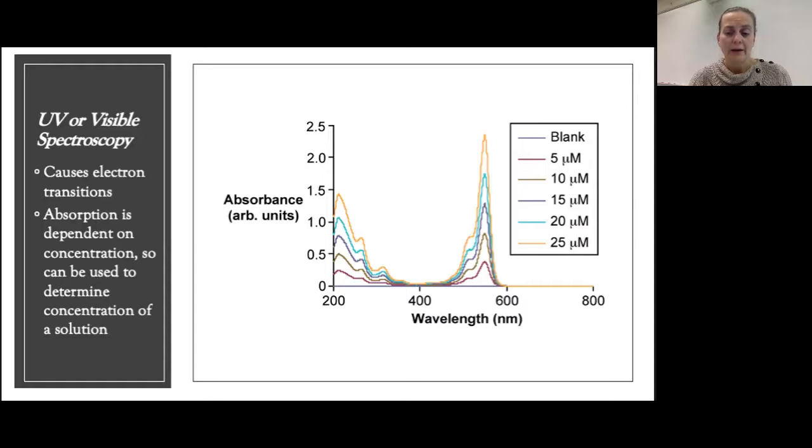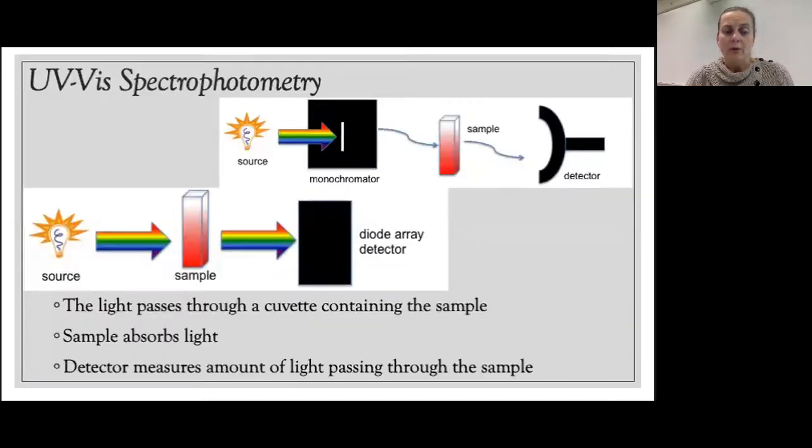So, how does it work? Well, when we have UV visible spectrometry or spectrophotometry or spectroscopy, all of which mean the same thing, light passes through a cuvette. So this is like a little square test tube that contains the sample. The sample then absorbs the light and the detector measures the light passing through the sample.